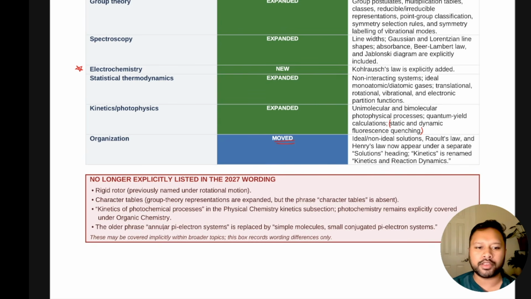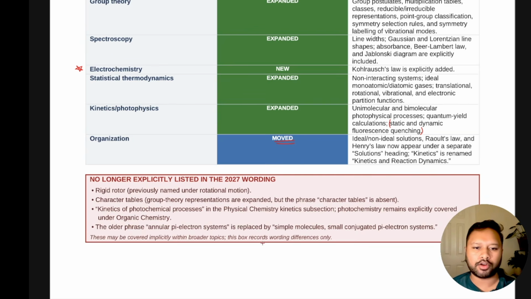Then the older phrase like annular pi electron system is replaced by simple molecules, small conjugated pi electron system, which I just told you, that Huckel molecular orbital theory has been renamed like that. So these are some minor changes in physical chemistry. Okay, there are not a lot of changes in physical chemistry, I would say.